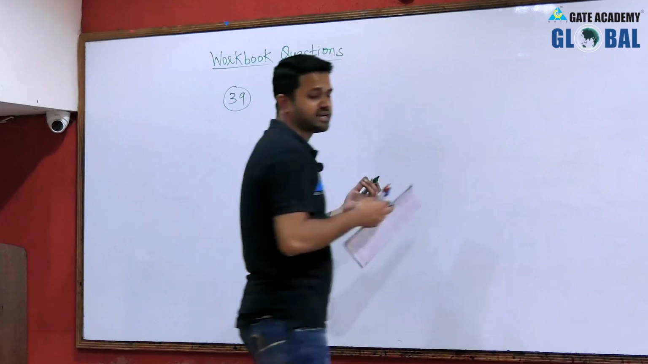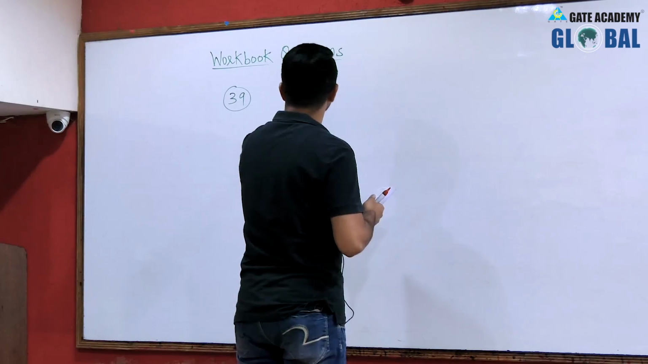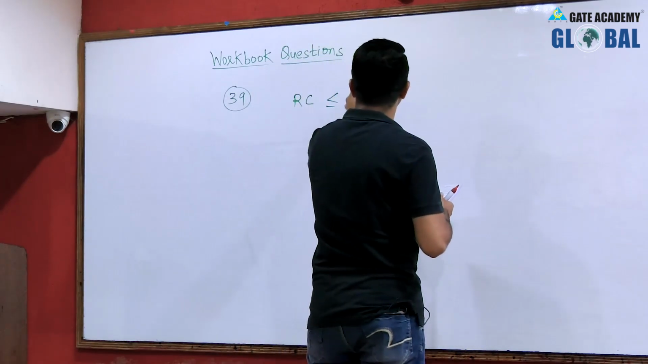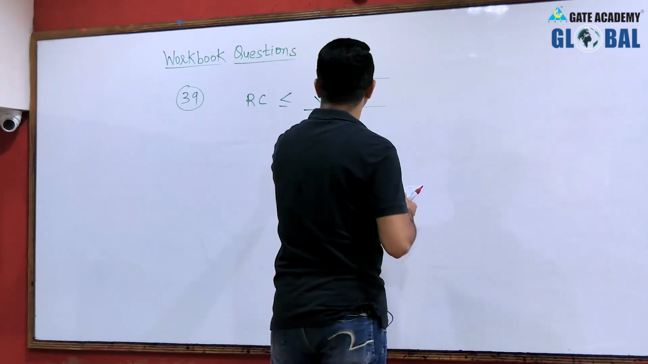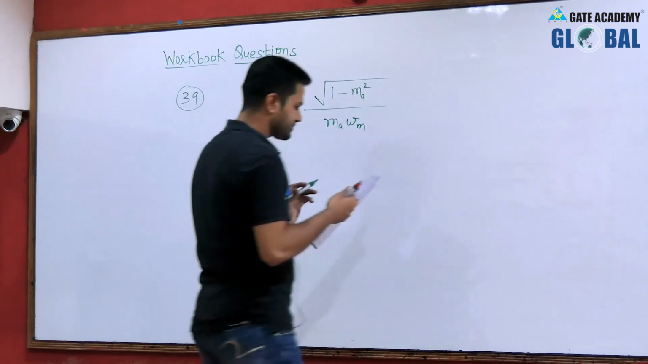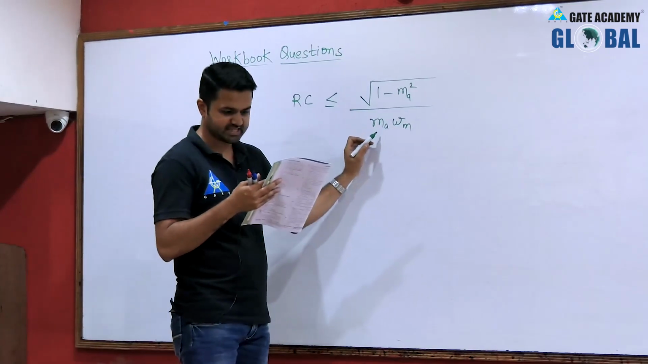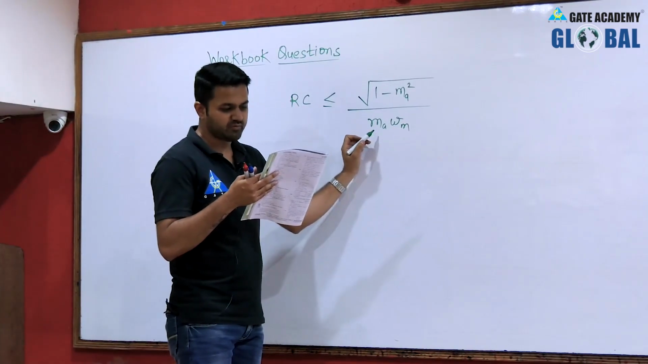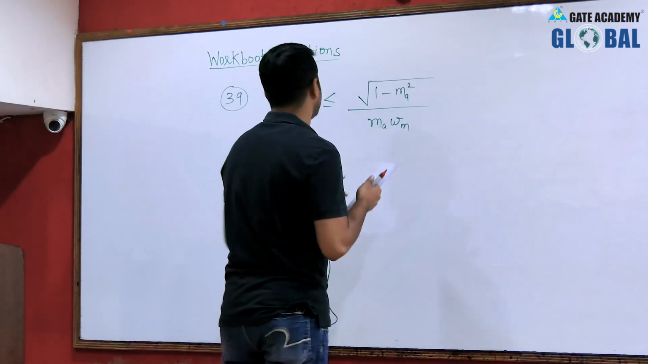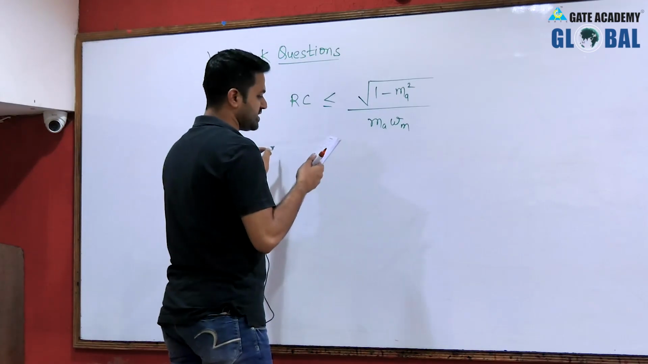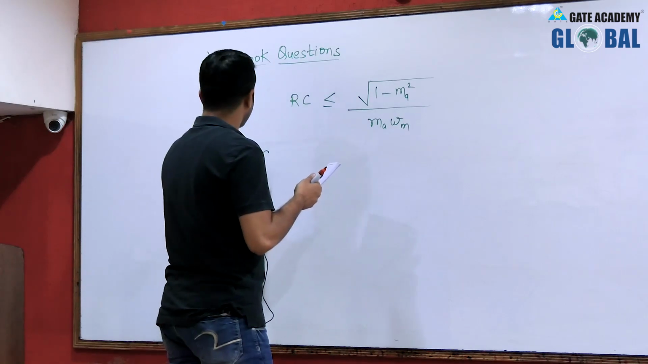So, a diode detector, that means envelope detector, and in case of envelope detector we know that the time constant RC should be less than equal to root over 1 minus MA square upon MA into omega m. Now, we have to calculate the maximum depth of modulation, that means the modulation index, without diagonal clipping at modulating frequency of 1000 Hz and 10 kilohertz.